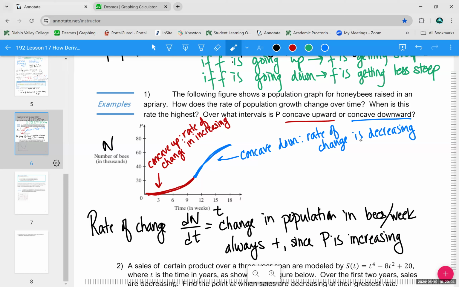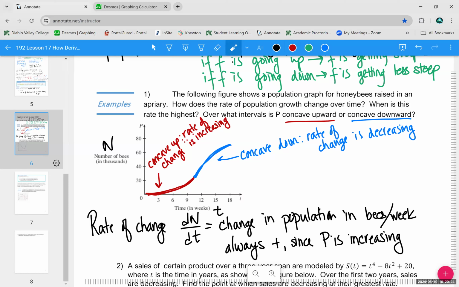So the question is, when is this rate the highest? So when this graph is concave up, this rate is increasing. I said increasing, didn't I?